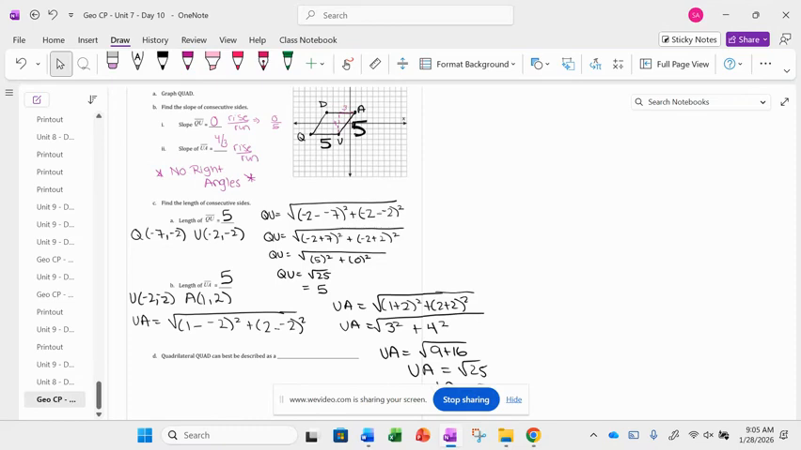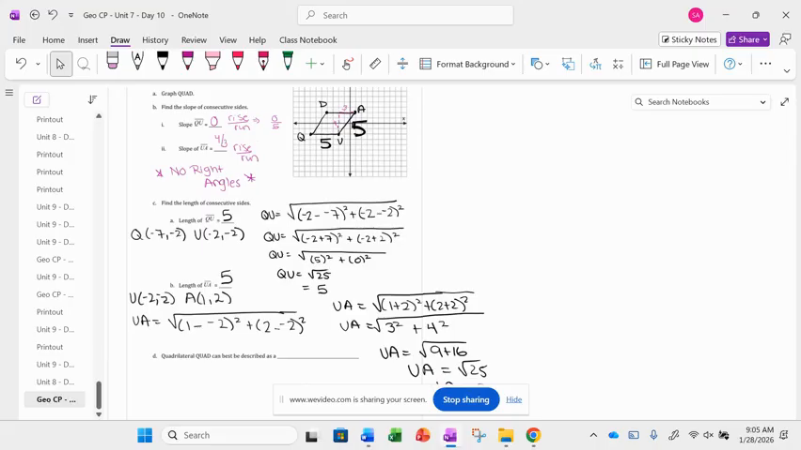I got 5 for both lengths. Did anybody not get 5? Raise your hand if you might have to come look. You got 5? You good? Everybody got 5? So what does that mean? These consecutive sides, the sides that are next to each other, are equal.